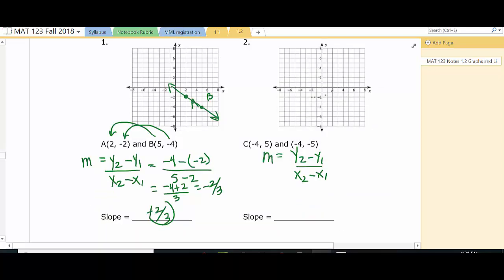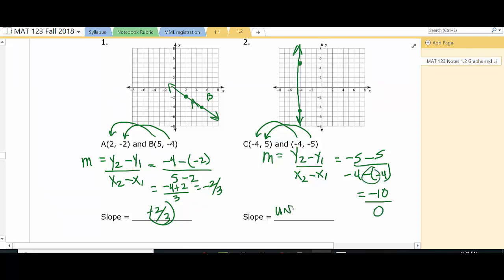Is going to go like this. So you should plot, the first point is left 4 up 5. Then the second point is left 4 down 5, like that. So that's what your line looks like. So if you calculate this out, you're going to go -5 subtract 5, and then you're going to go -4 subtract -4, like that. Okay. So the numerator is -10. The denominator is 0. Because you're doing -4 plus 4, that's why it's undefined.